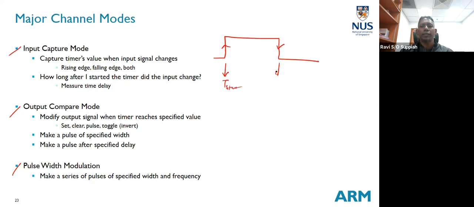Okay, then the falling edge, again, I can capture the time. Then I know the duration. All right. So of course, you can say that, hey, I can also do this in a GPIO pin. Correct. I can configure GPIO pin to trigger on positive and negative edge. Then in the interrupt handler, I can go and process this information.